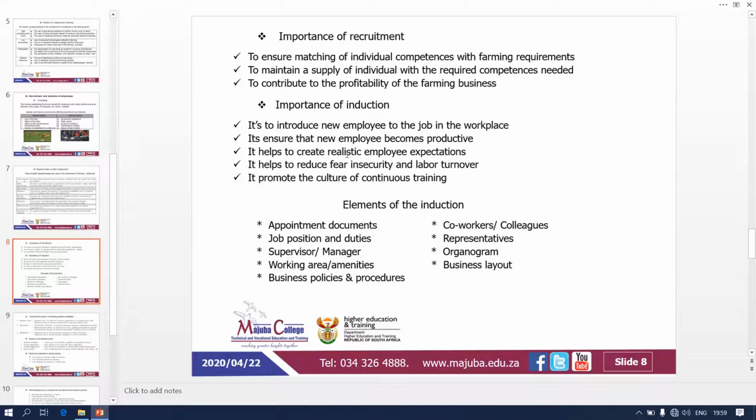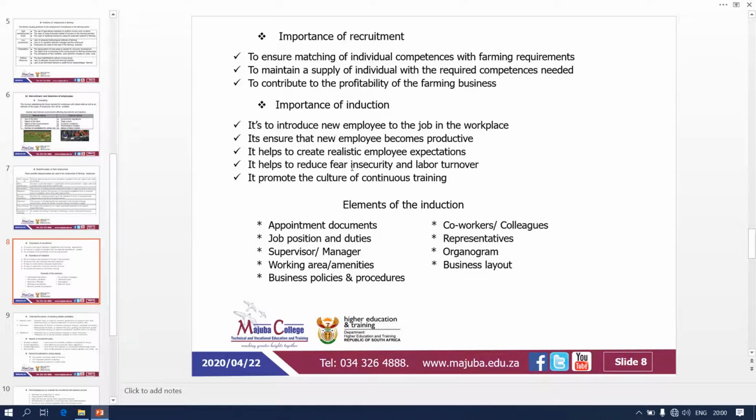It helps to create realistic employee expectations. So you go to an organization or a farm and you don't know what's happening, but now it's real: this is what we are going to do. It helps to reduce fear of insecurity and labor turnover. Remember, labor turnover is people going in and out of companies, right? So you reduce that fear by giving the induction. It promotes the culture of continuous training. This is a small training that an individual will do, right?